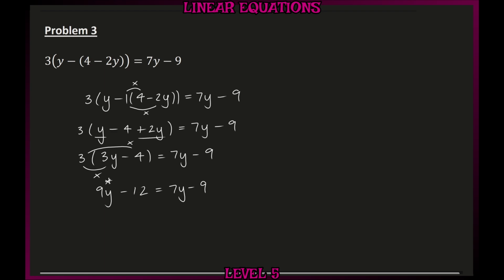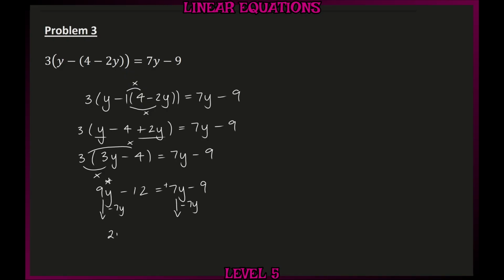So we're going to keep the 9y on the left, which means we want to remove the 7y on the right, and since this is a positive 7y, we're going to subtract 7y from the right, and also subtract 7y from the left. So on the left, 9y minus 7y is 2y, and we still have a minus 12 there, and on the right, the 7y and the minus 7y cancel out to just leave us with minus 9.